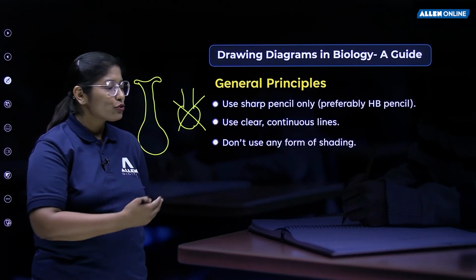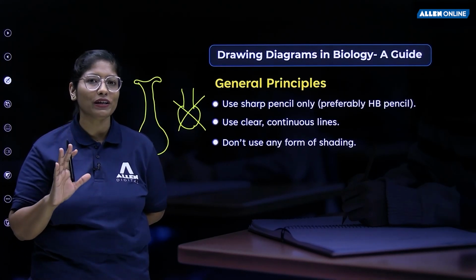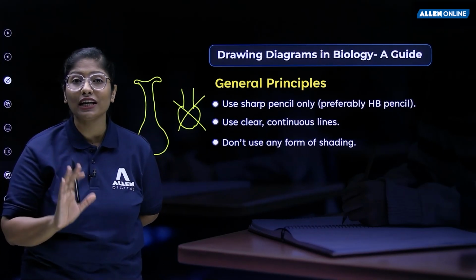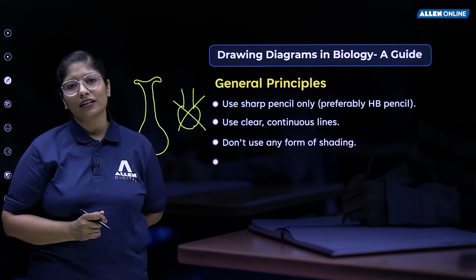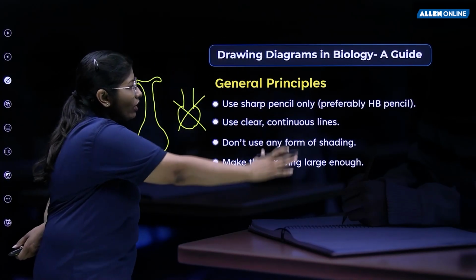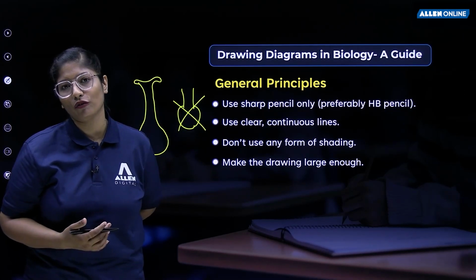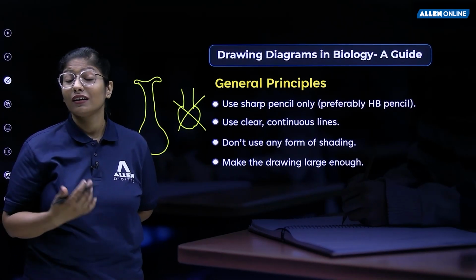Next is, you should not use any form of shading. Okay, shading should be avoided. You don't have to shade the diagram. Next point is, make the diagrams large enough. Okay, so try to cover the majority, 50 to 60% of the portion of your page when you are drawing the diagrams.